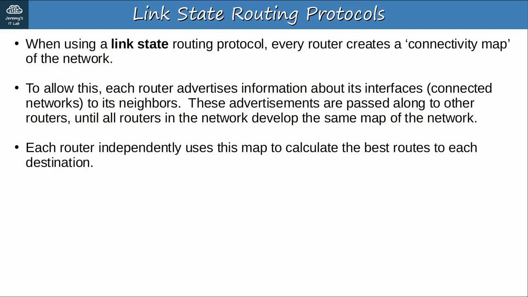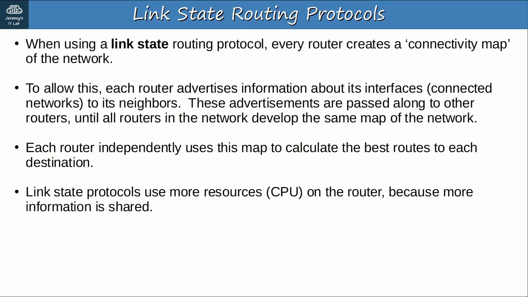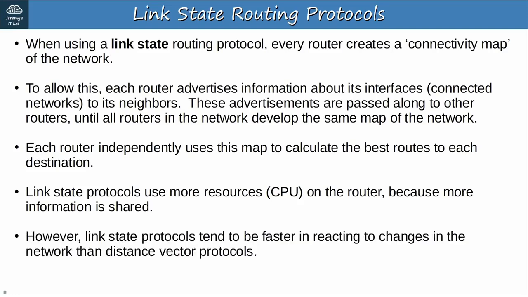In link state protocols, each router gets a whole picture of the network so that it can calculate the best routes. Link state protocols use more resources, more CPU power and memory on the router, because more information is shared. However, link state protocols tend to be faster in reacting to changes in the network than distance vector protocols. The two link state protocols in use today are OSPF and ISIS. I will briefly mention some things about ISIS, but as for OSPF, we will go very in-depth.